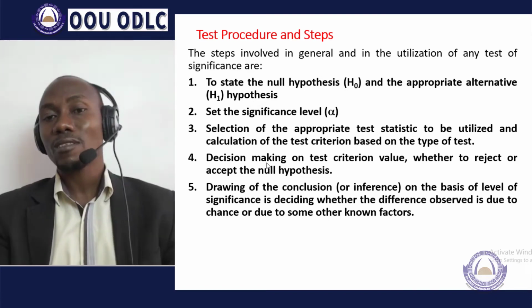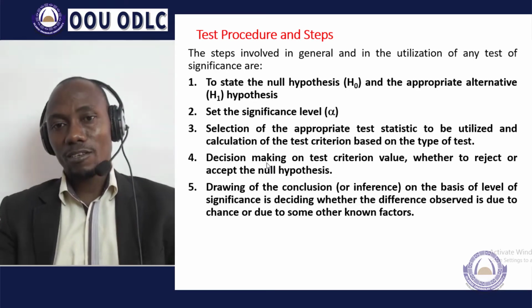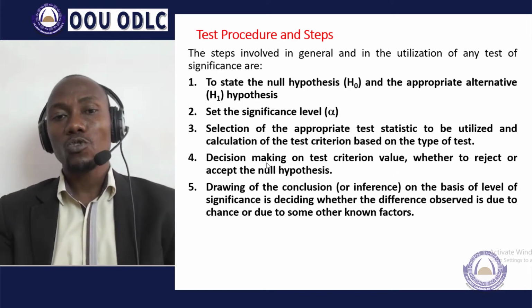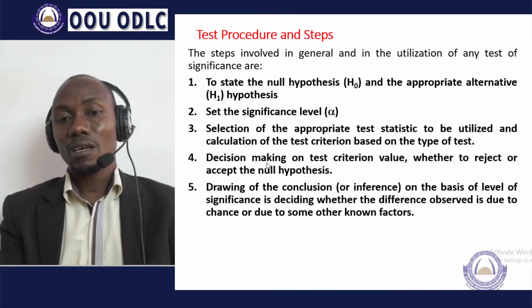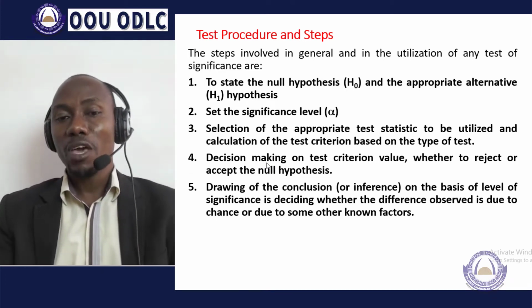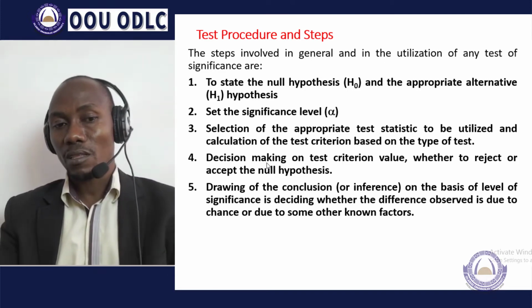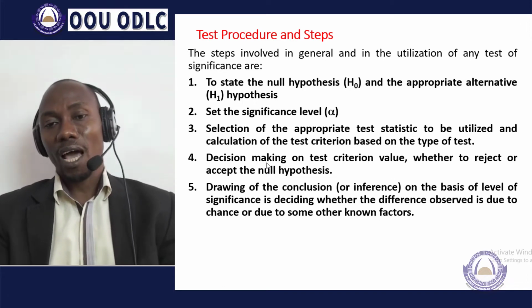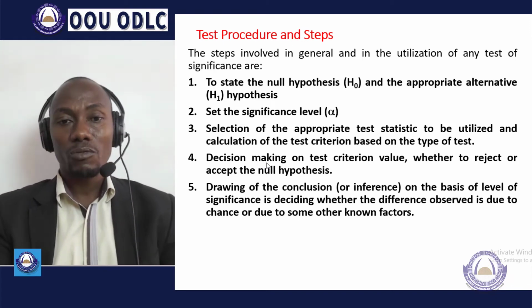Please get it right. It is called test statistic. There is no S at the end of that statistic. The fourth step is for you to make a decision whether to reject or to accept the null hypothesis. The condition for this decision will be mentioned as we progress. Finally, make inference about your population based on the result you have obtained. This inference that you make is what a layman, an ordinary man, will understand about your hypothesis testing result.